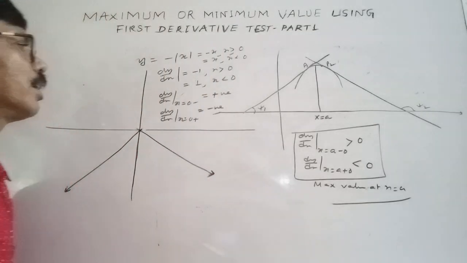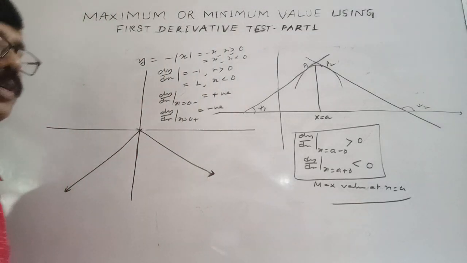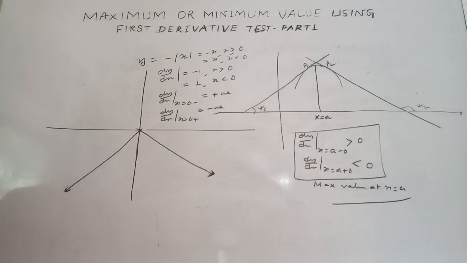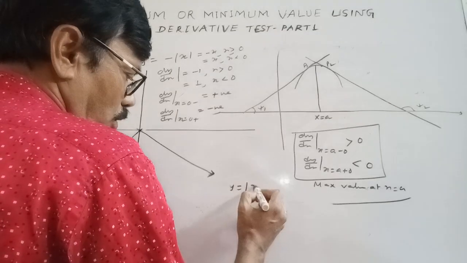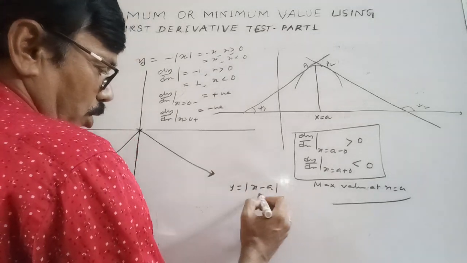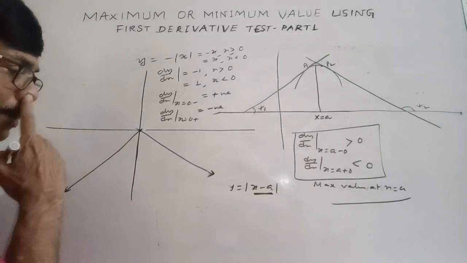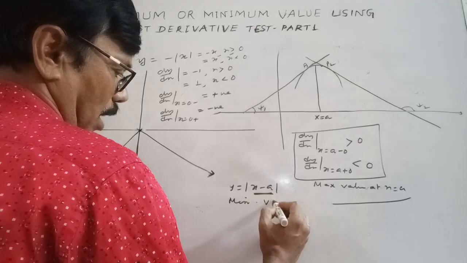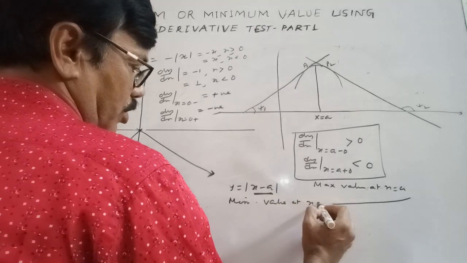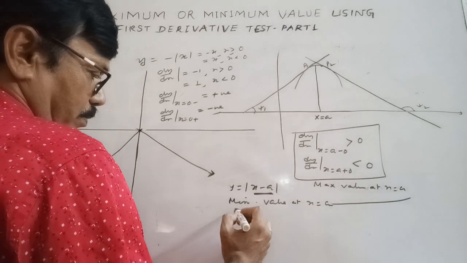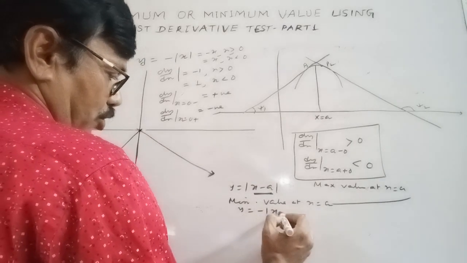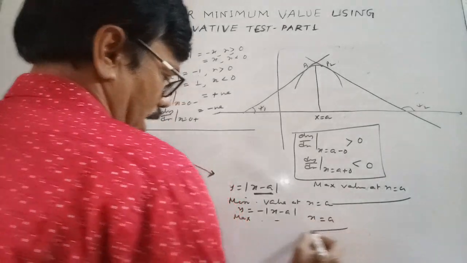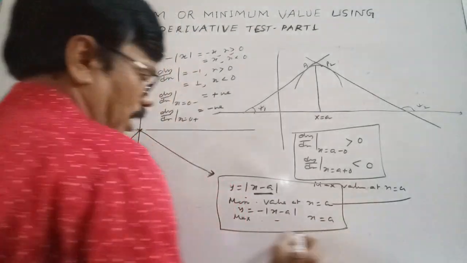So you remember, if you take negative of mod, then it has maximum value. If it is y equals to mod x minus a, so the point is a. It has minimum value at x equals to a. This is a general problem. Minimum value at x equals to a. And if we take negative of this, then maximum value at x equals to a. This is our general result.